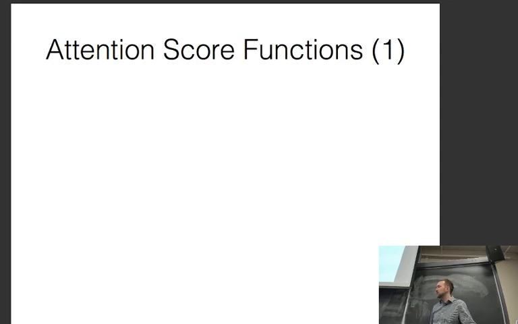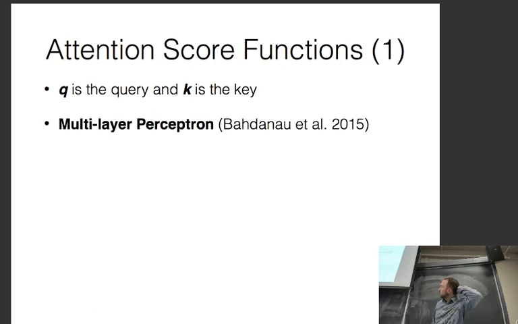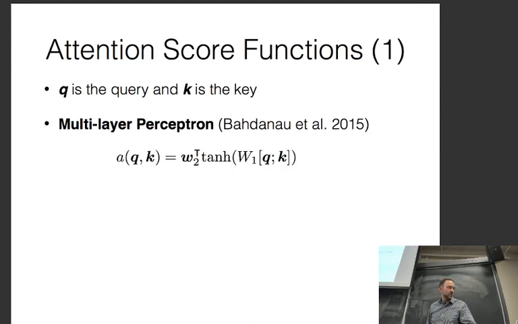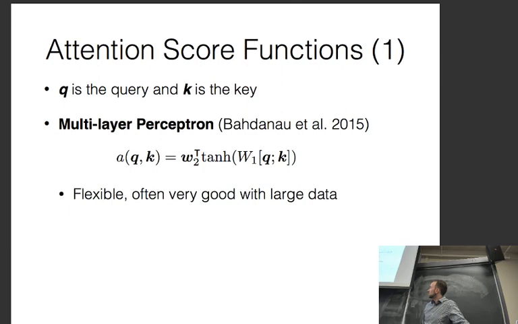A couple of them were covered in the reading. There's one new one that hadn't made its way into the reading yet. But the original one that people used was the multi-layer perceptron, where basically we feed this through a standard MLP type function, where we take Q and K, we concatenate them together, multiply them by a weight matrix, do a nonlinearity, and then multiply it by another weight vector to get a scalar for each. This is flexible, so it can learn kind of any sort of combination because MLPs can learn any function. It's often very good when you have large data, like enough data to train your model.